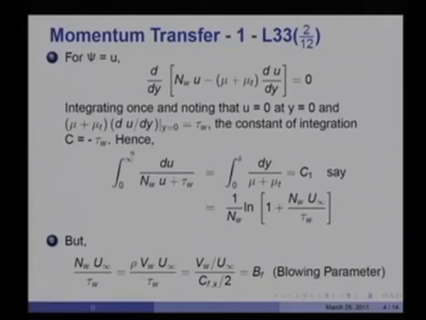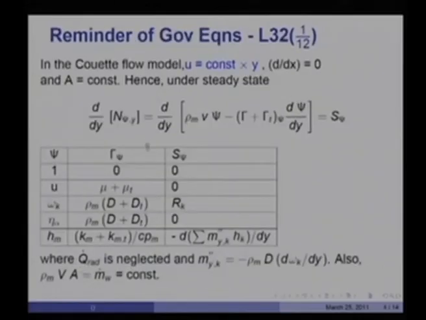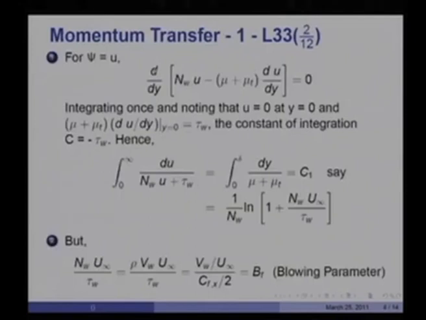So, let us consider momentum transfer. If psi is equal to u, then the governing equation, remember that there is no source term here, and the pressure gradient is also 0, and therefore, the equation will be d by dy of (m w u minus (mu plus mu t) du by dy) equal to 0. If I integrate this once and note that the boundary condition is u equal to 0 at y equal to 0, so shear stress is given by mu times du by dy at y equal to 0. Of course, mu t would be 0 at the wall.